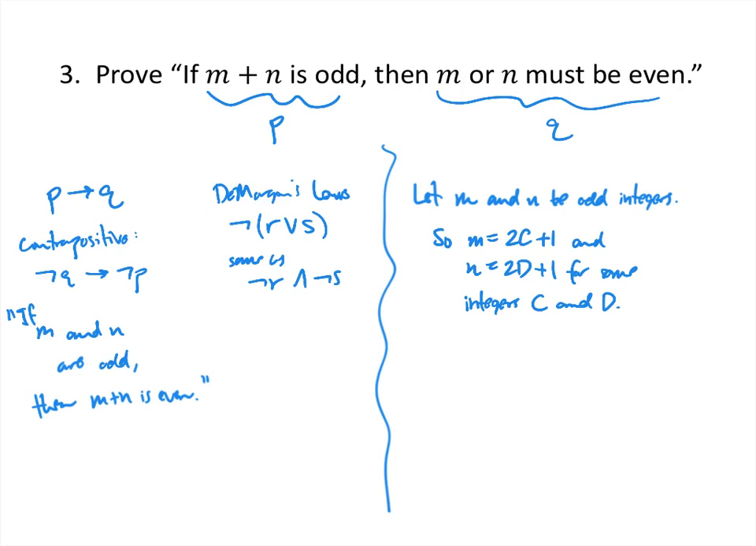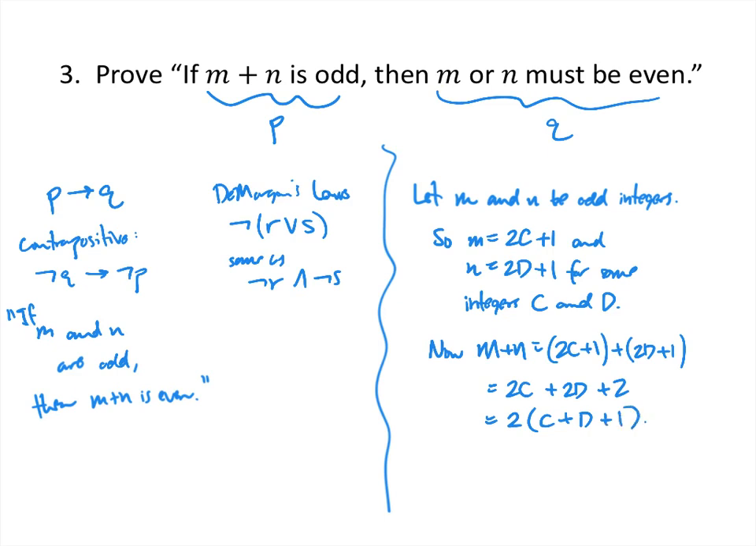So now our conclusion is that m plus n is even. So we should look at what m plus n actually looks like. So now m plus n is going to be 2c plus 1 plus 2d plus 1. So that's going to be 2c plus 2d plus 2. Remember, our goal is for this to be even, which means we want to be able to write it as 2 times an integer. And so we can factor out a 2 here. We've got 2 times c plus d plus 1. C plus d plus 1 is an integer. And that shows us that m plus n is even, just like we wanted.